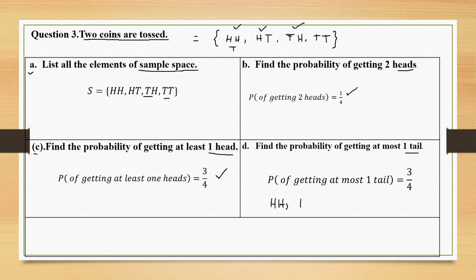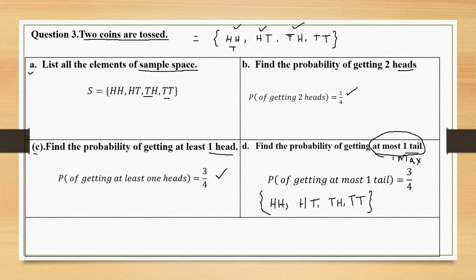Okay, here will be a head-tail, and here will be a tail-head, and here will be a tail and a tail. Okay, so my dear student, look here. The question is: find the probability of getting at most one head. At most means that maximum we have one head. If we have more than one head, it will not be accepted.